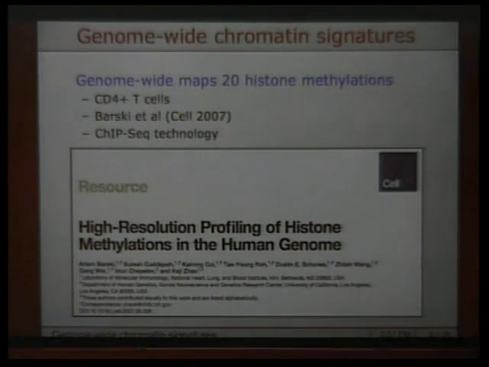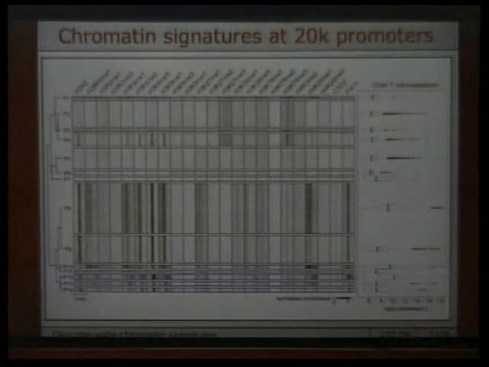We applied this method to genome-wide maps of 20 histone methylations. These were mapped by Keji Zhao's group last year, and they were mapped in CD4 positive T cells using ChIP-seq technology. We first applied ChromaSig to the 20,000 human promoters, and we recovered 14 different clusters. In this plot here, there are 20,000 lines, one for each promoter, and the 20 different dimensions of histone modifications at those promoters.